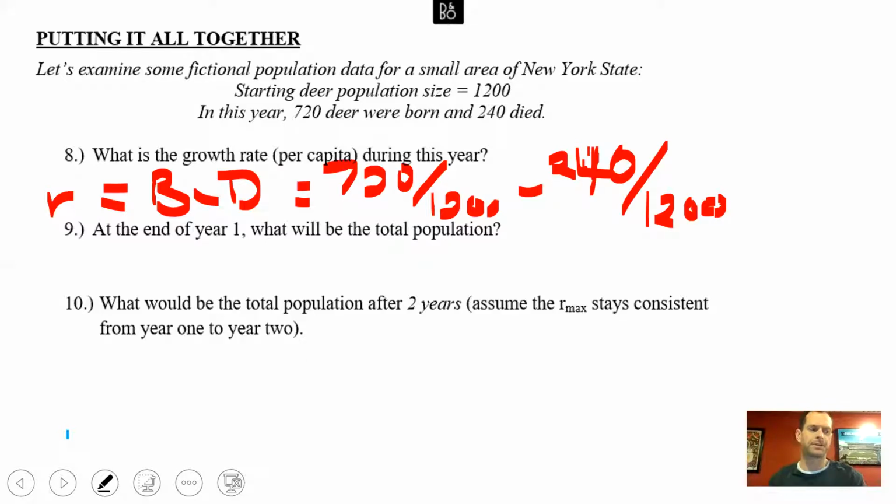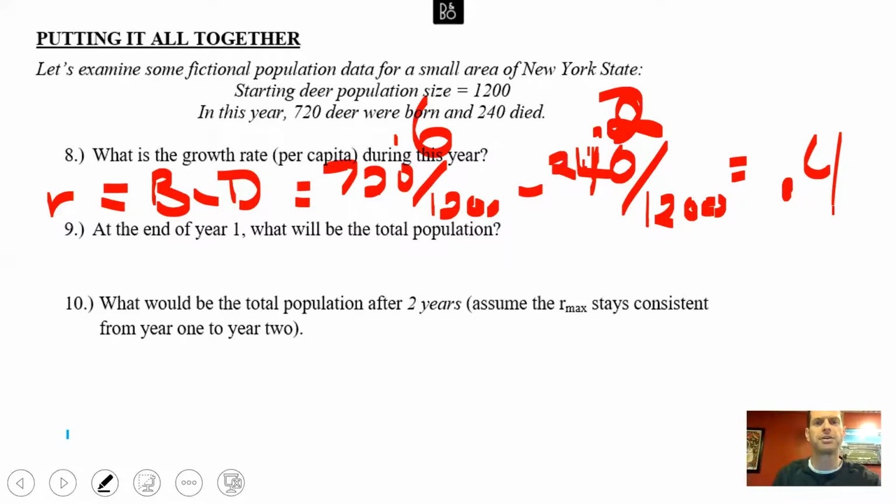So when you actually do that math, I apologize that everything's written so terribly. I believe the first part ends up being 0.6, and this ends up being 0.2, I think. I should probably punch that in a calculator to make sure. Give me 1 second. Yeah, it's 0.2. So the answer for this is going to be 0.4. Now that's going to be our r value.